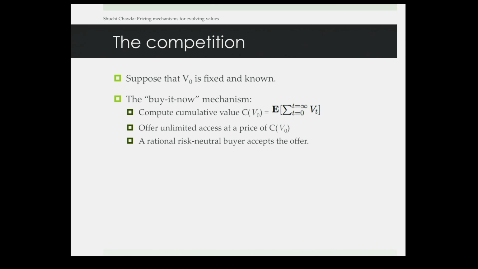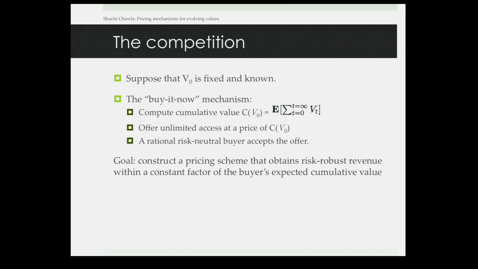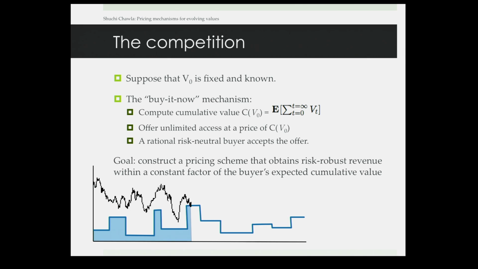This is what we compare our risk-robust revenue against. Pictorially, the blue area here is the risk-robust revenue that this pricing achieved, and if we let the value evolve until it goes all the way down to 0, then the red shaded area here is the buyer's cumulative value. We want to come up with a pricing where the blue approximates the red. Okay, so that's the goal.